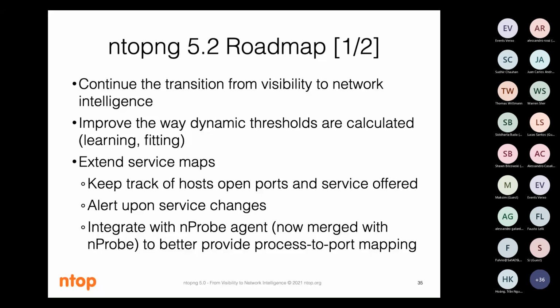We're also extending the service maps, trying to show the differences in times and the ports that have been opened by the hosts. And likely we will combine these with the new data coming from nprobe, that is data that gives us the capability to map the ports open with a specific process. So this gives us the ability not only to know that there is a certain port open on this host, but also which is the process that is using the open port. This is basically the continuation of a work that was initially presented under the nprobe agent, which was a part of nprobe dedicated to these activities.